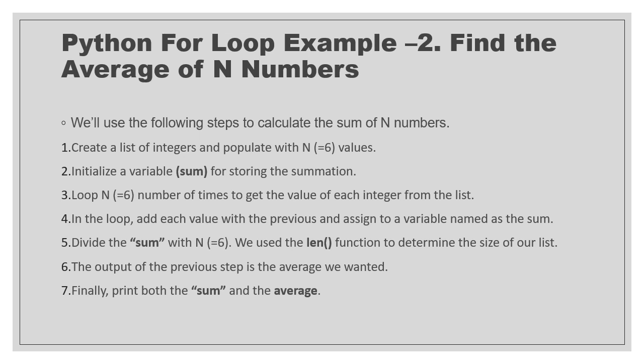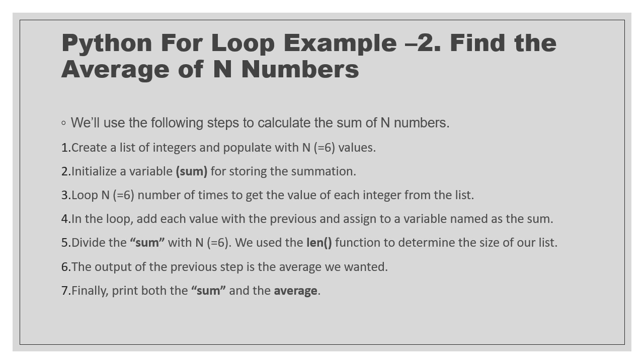Python for loop example: find the average of n numbers. We will use the following steps to calculate the sum of n numbers. Create a list of integers and populate it with n equal to 6 values. Initialize a variable sum for storing the summation. Loop n equal to 6 times to get the value of each integer from the list.